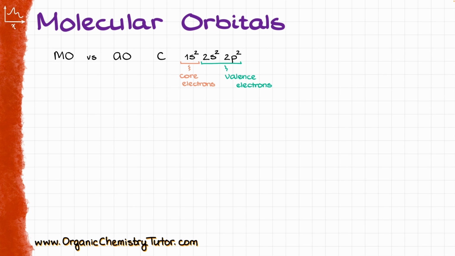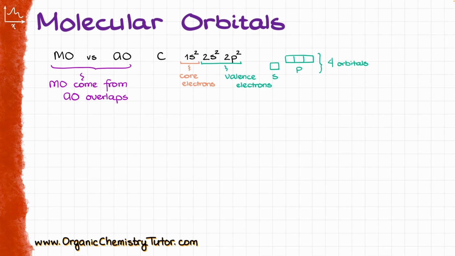We also know from general chemistry that the s orbital is just a single orbital. However, the p orbital is a set of 3, where we have px, py, and pz. So overall, at our valence level on the second shell, we have 4 orbitals. When we take an atom with those orbitals, like a carbon atom, and overlap those orbitals with other atoms, we make a molecule, and that molecule has molecular orbitals. In other words, molecular orbitals come from atomic orbital overlaps.